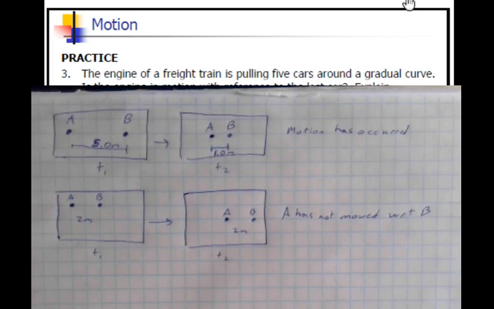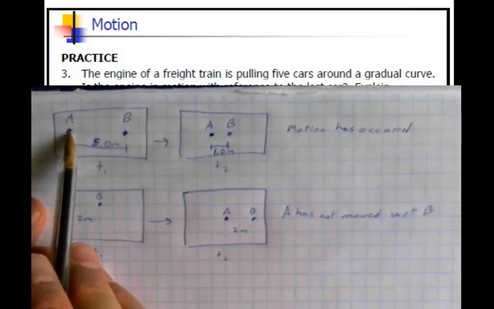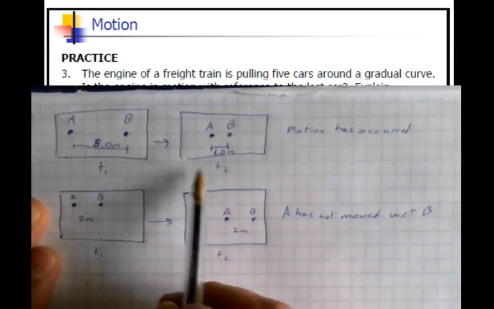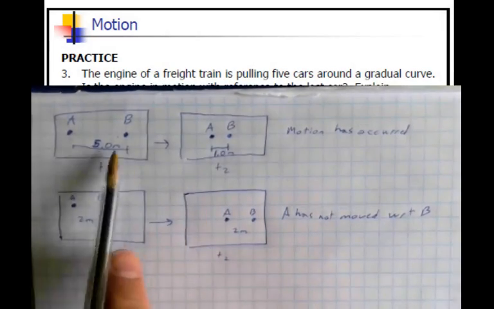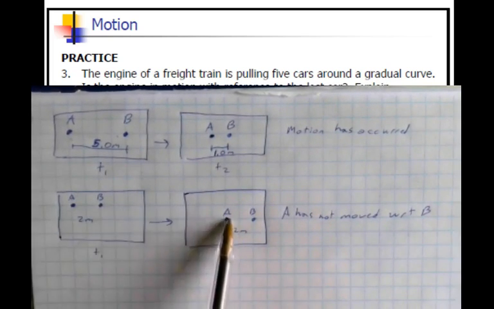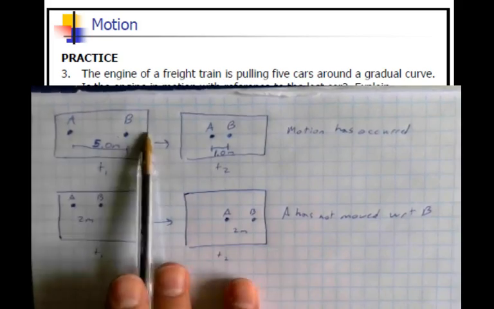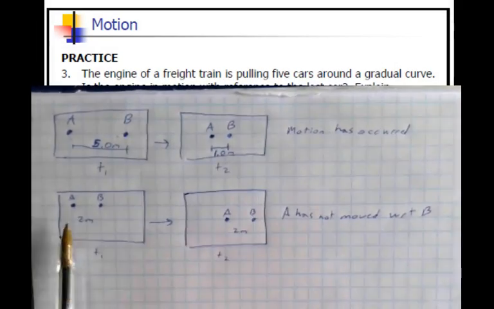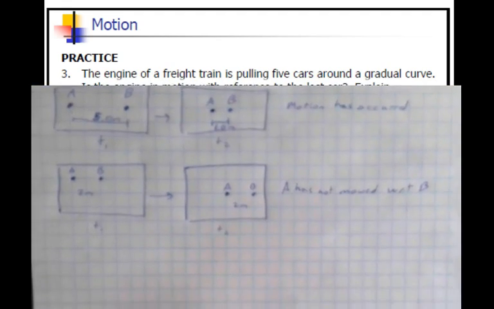Let me go back to the straight line distance. So here, this straight line distance was 5 meters. Here it's changed to 1. So that's the idea of the changing straight line distance. Here that straight line distance was 2, and it still is 2. So again, motion occurs with respect to A and B. Motion does not occur with respect to A and B.